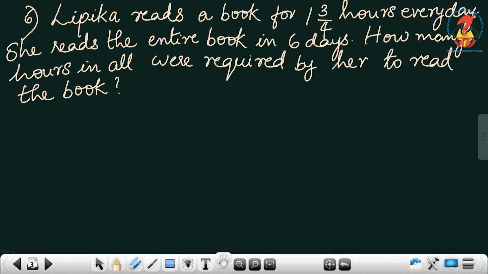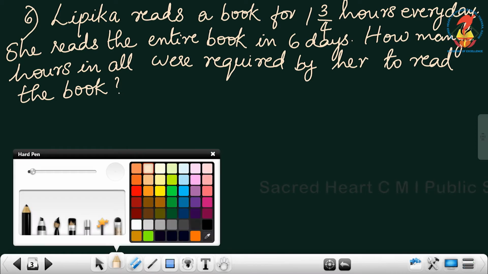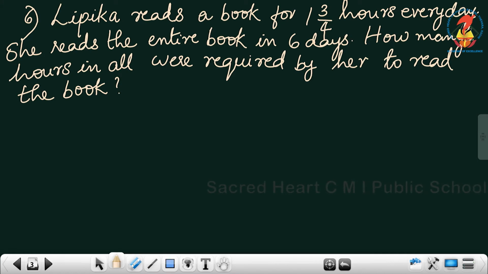Lipika reads a book for 1 3/4 hours every day. She reads the entire book in 6 days. How many hours in all were required by her to read the book? What is given there in the question? Time taken by her for reading the book in 1 day, is it? What is given there?